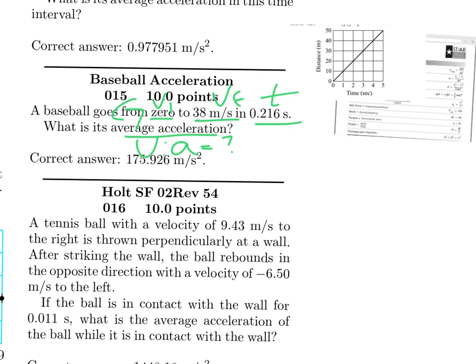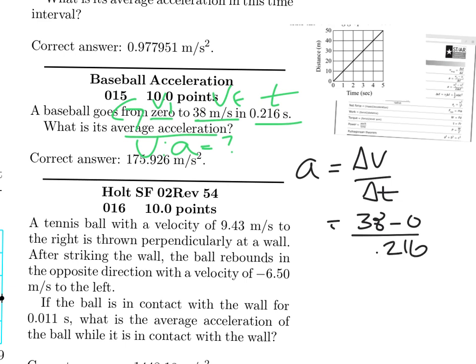We've been doing this all year, so if you suck at this now, it's really not my fault anymore. Okay, change in V over change in T. Okay, so my change in V is going to be 30 minus 0 over my change in time, 0.216, and so that comes out to, if you put it in the calculator correctly, you get that.